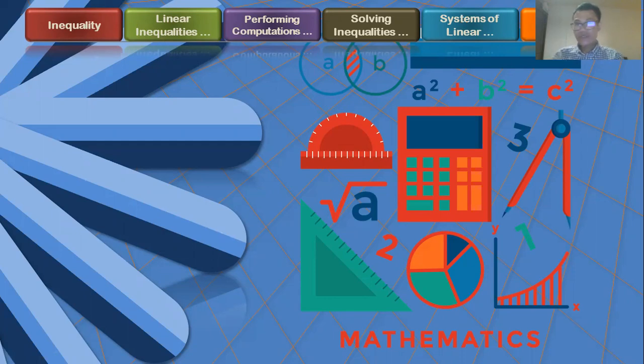So this is our very first online class in mathematics. For this year, our very first topic is all about inequalities. We've learned already how to solve equations. We know that an equation uses an equal sign, but this time, we're going to use other symbols for inequality. I know you do have an idea already about this one. So let's begin.